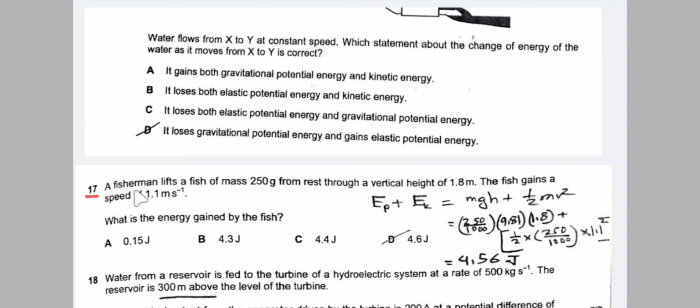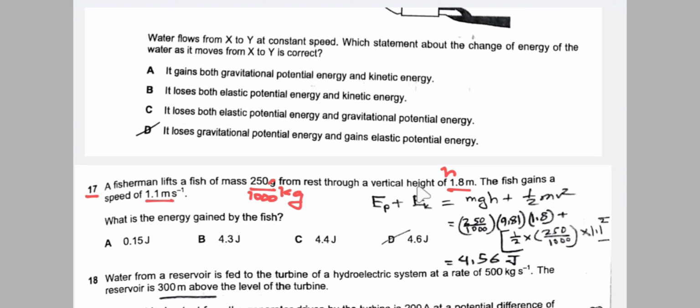Number 17. A fisherman lifts a fish of mass 250 gram. If you need to convert this to kilogram, that is 250 by 1000, from rest through a vertical height of 1.8 meter. So the vertical height is 1.8 meter, that is h. The fish gains the speed of 1.1 meter per second. What is the energy gained by the fish?